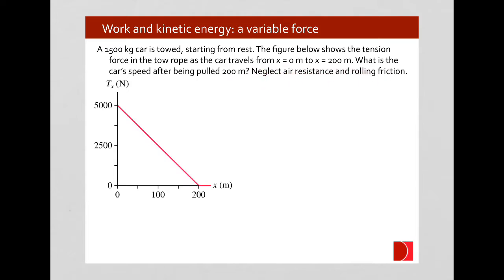So in this situation, we're given the mass of the vehicle, and we know that we're starting from rest, which is our initial velocity, and we're looking at the tension force that's being applied over a distance, and we want to know the car's speed. So if we know the tension force over a distance, that is telling us about work, and if we want to know about the car's speed, we'll be able to find that from a change in kinetic energy.